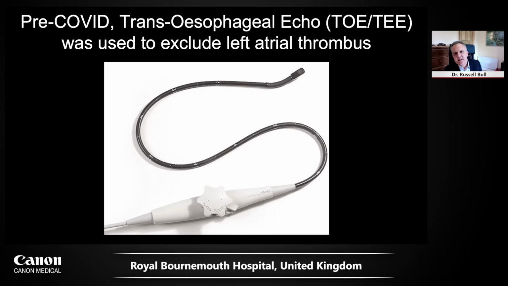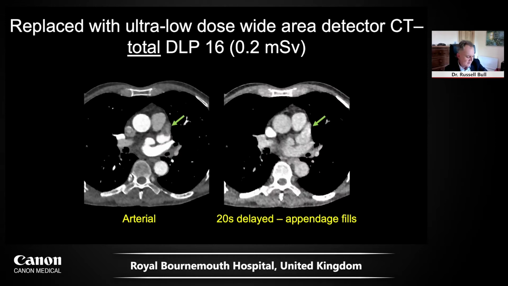So, just as an example, pre-COVID, transesophageal echo was used to exclude left atrial thrombus. But post-COVID, it was replaced with ultra-low dose wide area detector CT, which has a total DLP of 16. So incredibly low dose. You can see the arterial phase there, the atrial appendages and filling. On the 20-second delayed image, the atrial appendage fills. So you can do a great examination at 0.2 millisievert without having to put a tube down the patient.